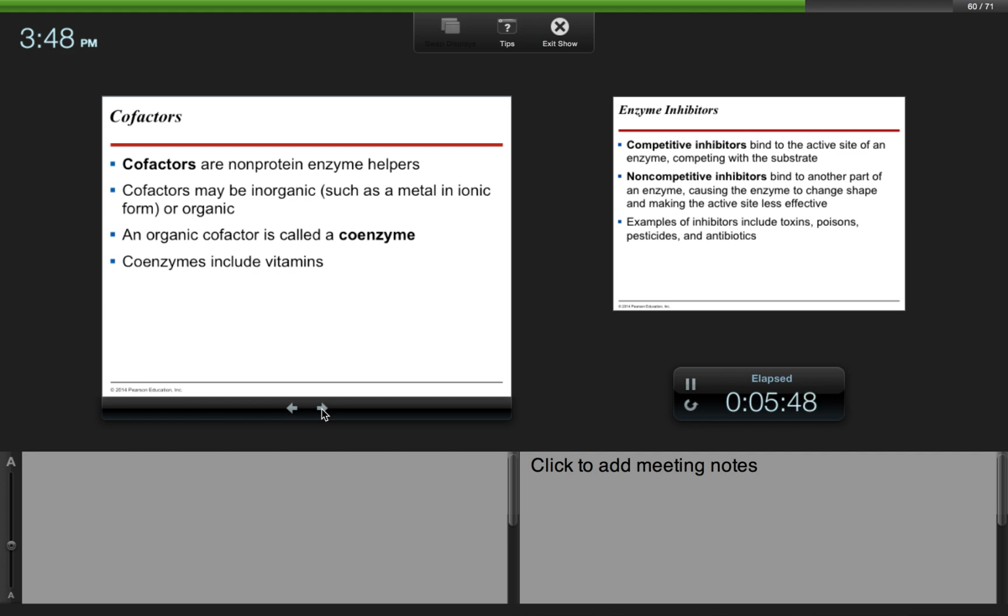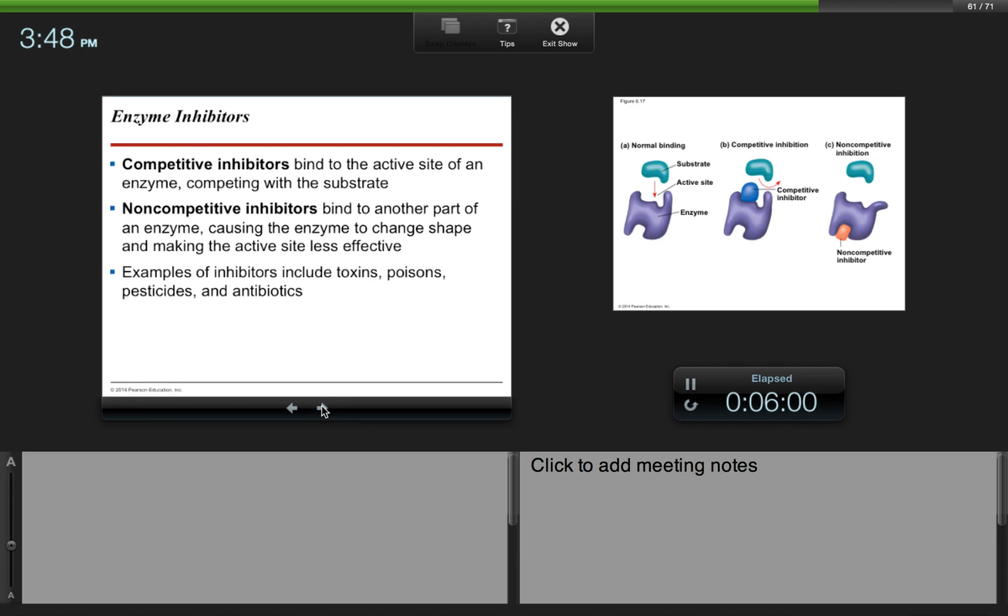Cofactors are non-protein enzyme helpers. They may be inorganic, such as a metal in ionic form, or organic. An organic cofactor is called a coenzyme, and coenzymes include vitamins. There are also what are called enzyme inhibitors.